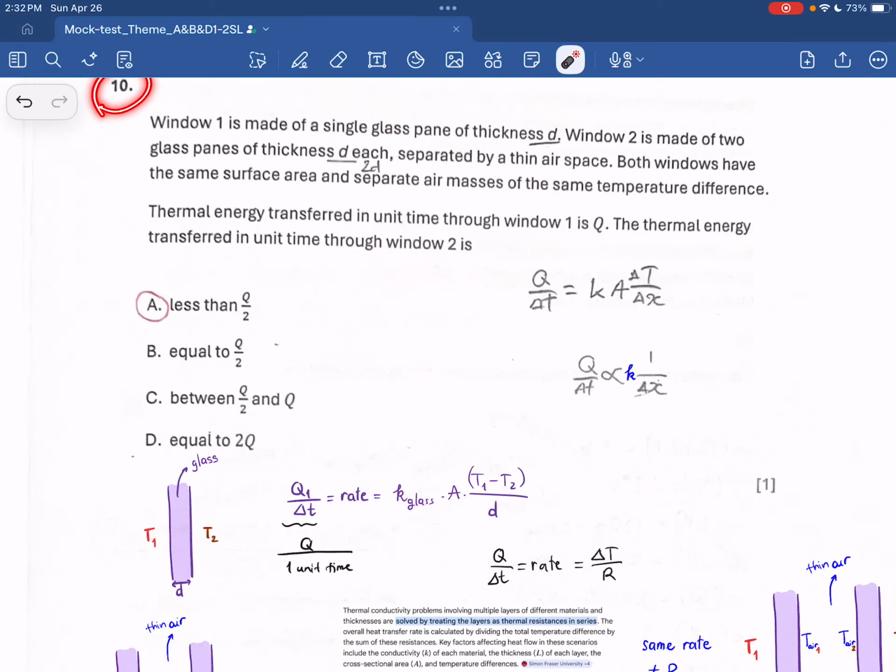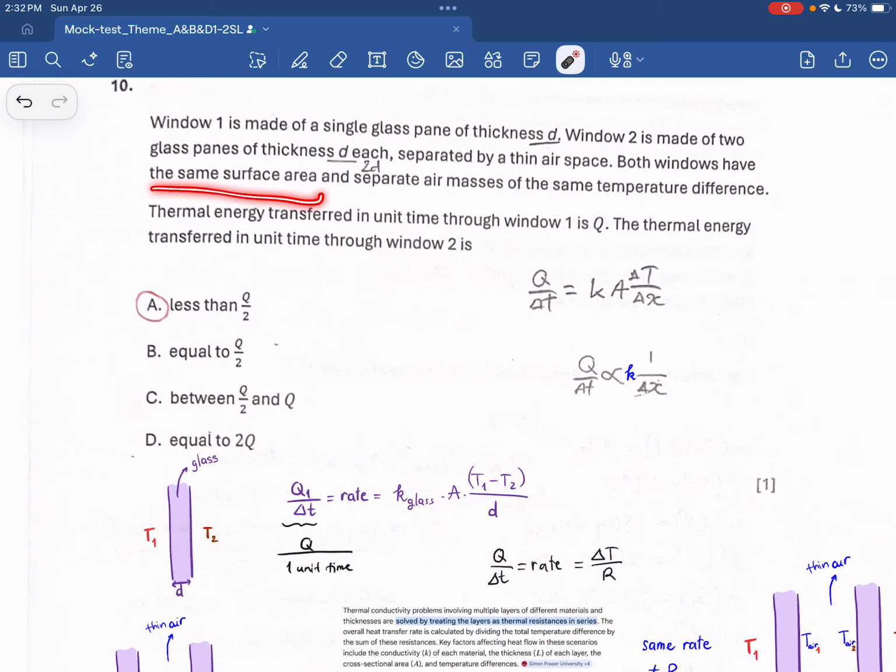Question number 10 is about the rate of thermal energy transfer. So basically, we need to use this equation, and you got it right. That's good. We have two windows here. Window 1 is made of a single glass pane of thickness D, and window 2 is made of two glass panes of thickness D, each separated by a thin air space.